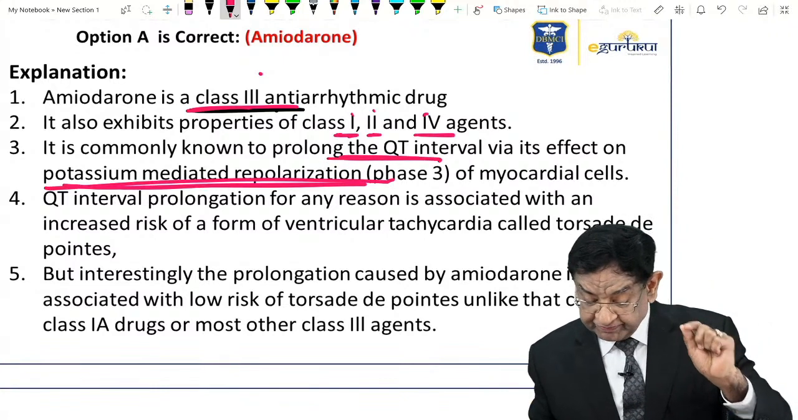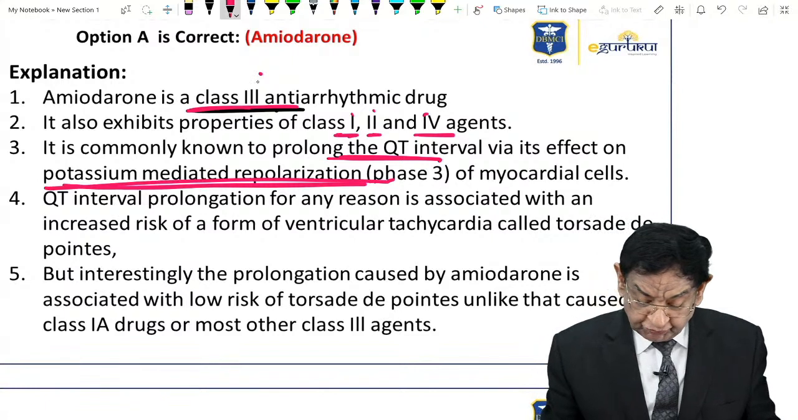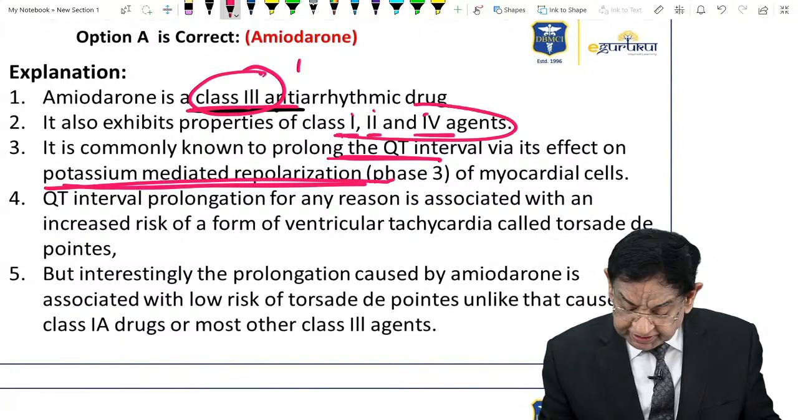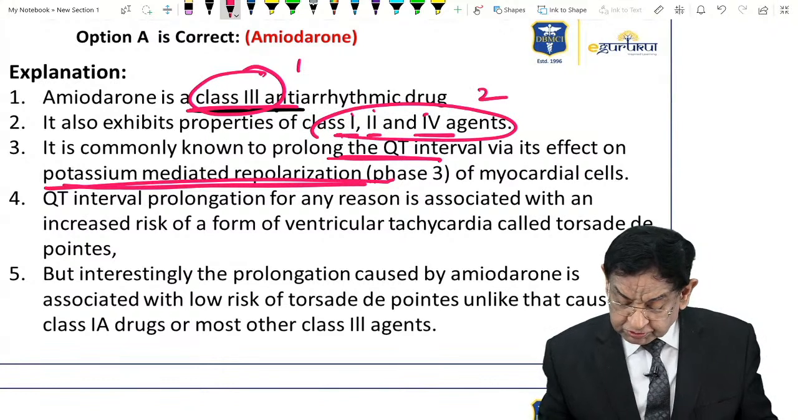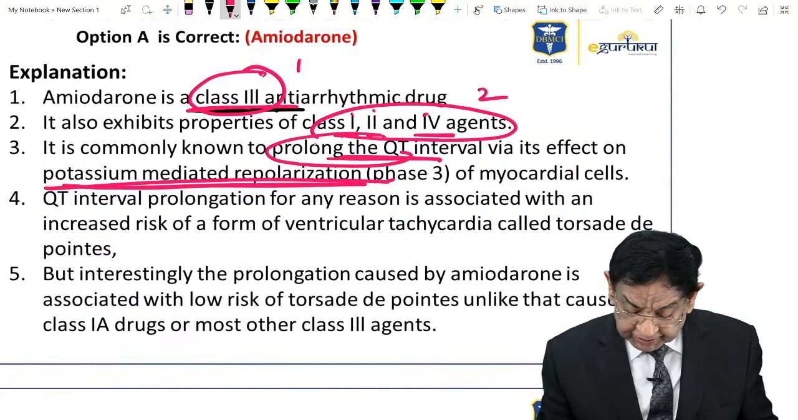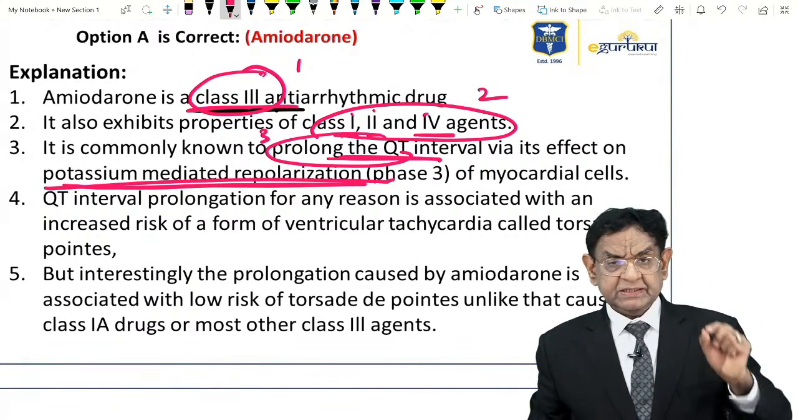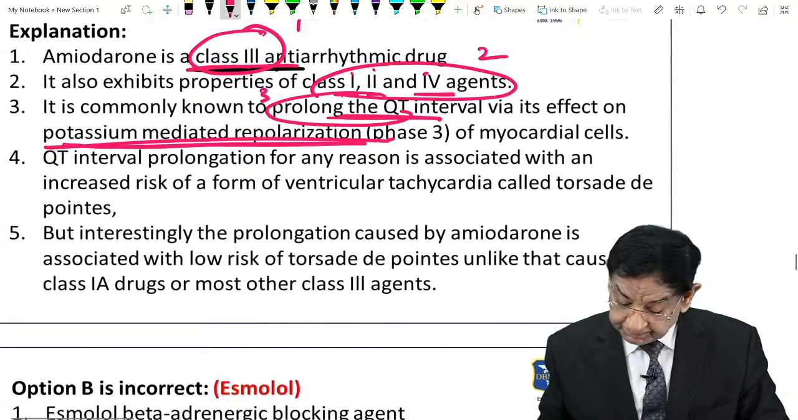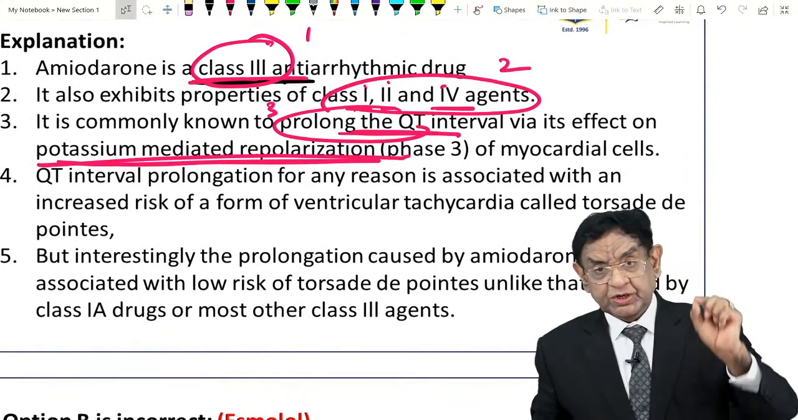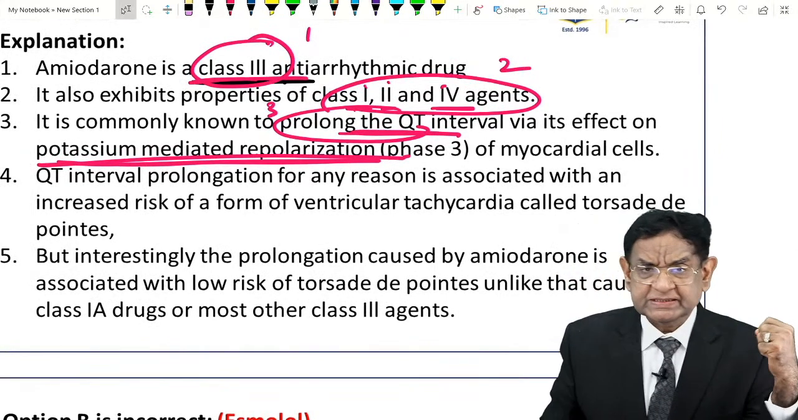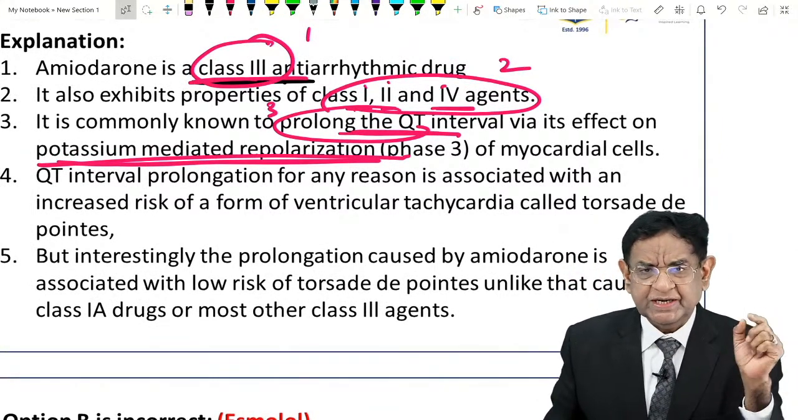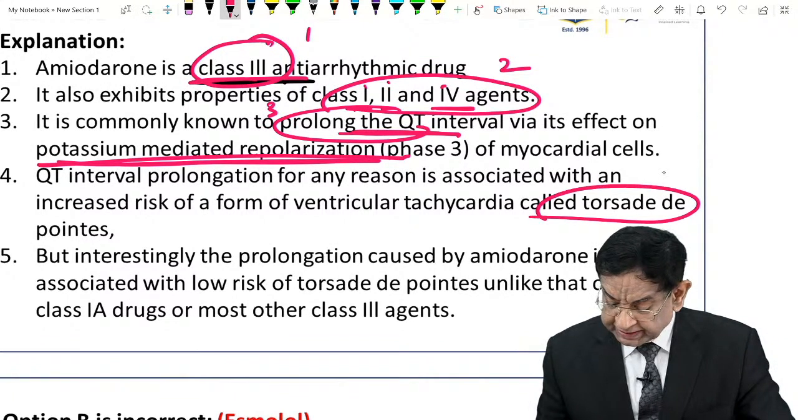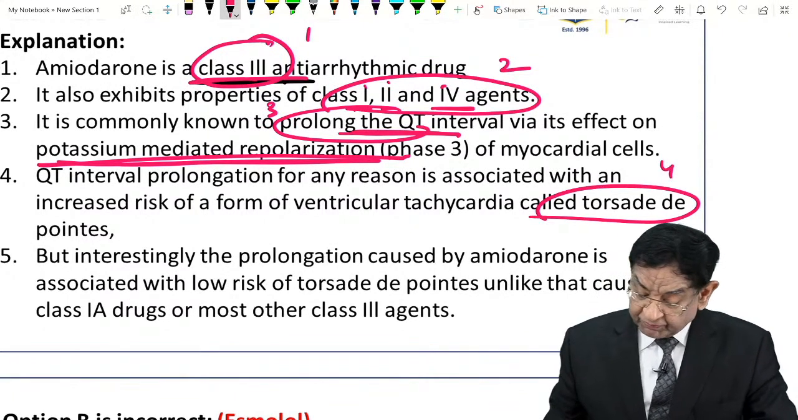Again, a very, very important point. The first keyword is class 3. The second keyword is class 1, 2, 4 also. And third is prolonged QT interval. There are 3 keywords to be remembered till now. Now, what I told you in the previous slide, any condition which leads to prolonged QT interval leads to torsades, the point number 4.